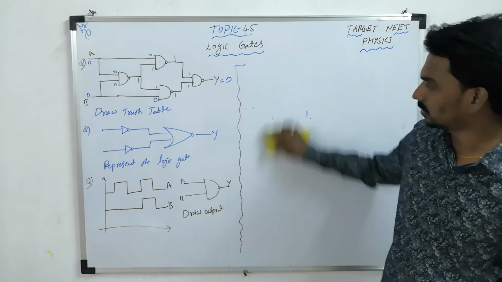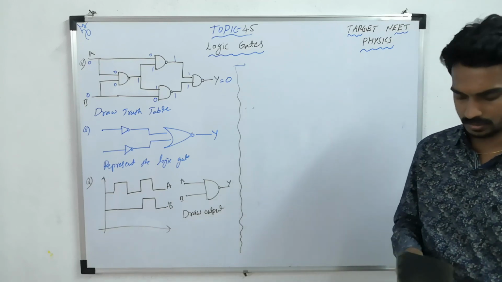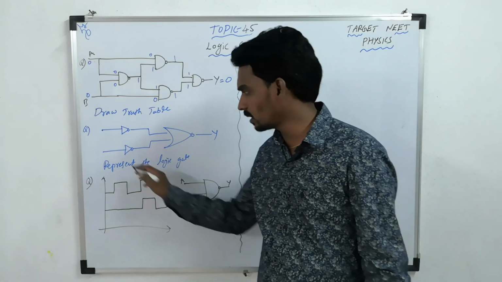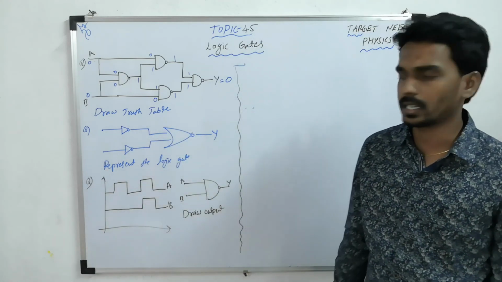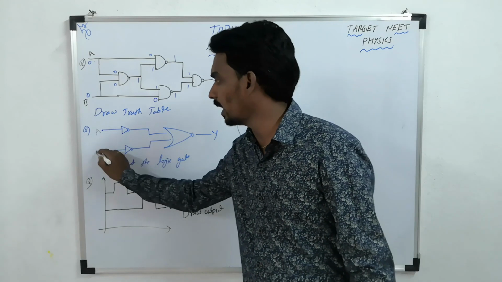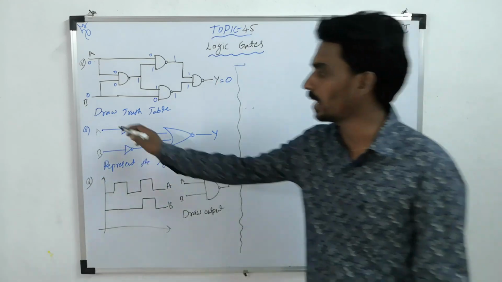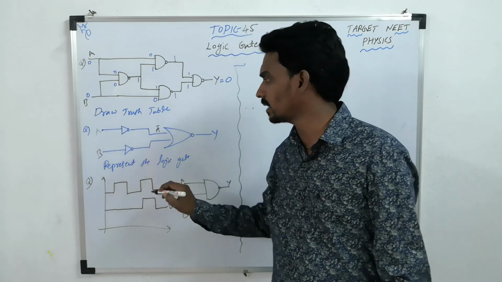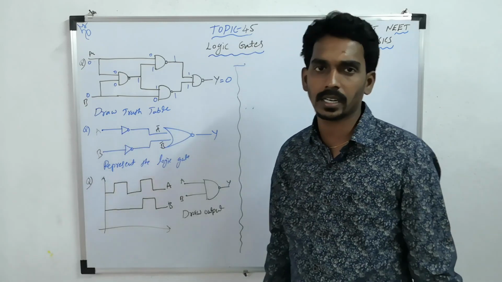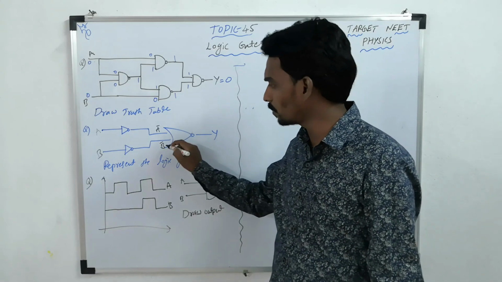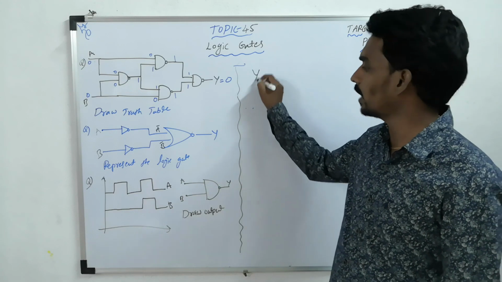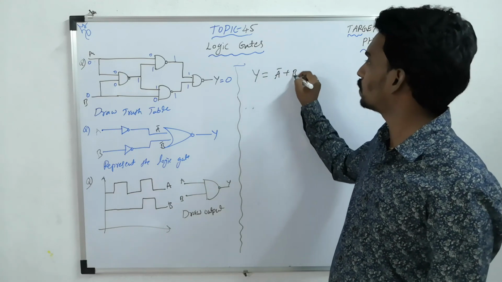Now similarly, if you consider the other one, they have given one combination and they are asking to represent the logic gate. So there is one output Y and there are input A and input B. Now here A has a NOT gate connected, so A bar will come here, and B bar through the NOT gate. So A bar is one input, B bar is one input to what gate? NOR gate. So Y will become A bar plus B bar.